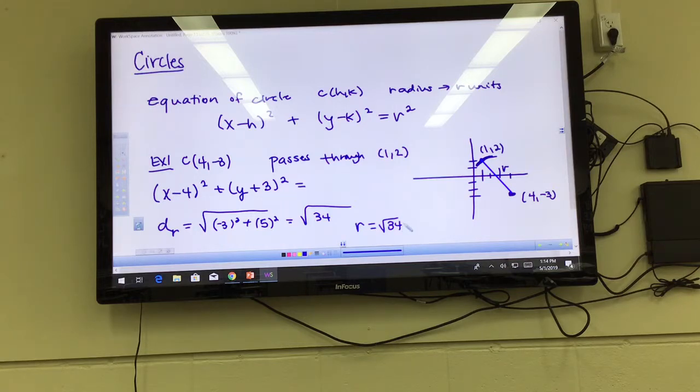Now, your formula doesn't ask for the radius, it says the radius squared. So to find r squared, I would say r squared is equal to root 34 squared, which is 34. So the equation of the circle would be (x minus 4) squared plus (y plus 3) squared is equal to the radius squared, which is just 34. So my answer is here. I have found the center, it was given to us. We found the length of the radius, and then we squared it. So this would be our answer.